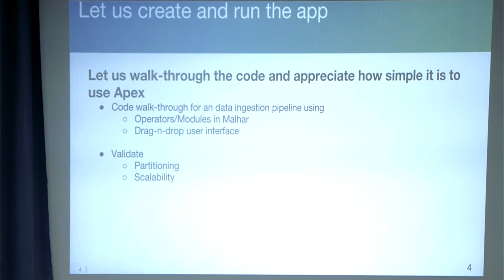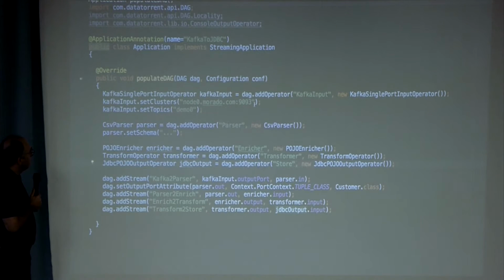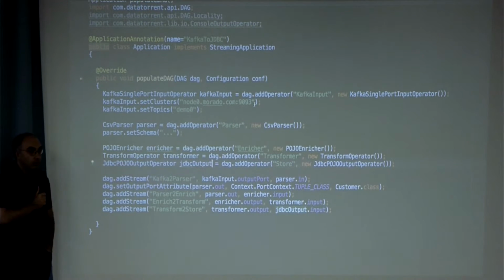And one of the things is to see if it's possible to build that application using Apex directly in Java, and what it will take. So that basically will be a skeleton, right? You can see the entire pipeline that needs to be built takes a few lines of code. So at the beginning, I have the Kafka input operator.